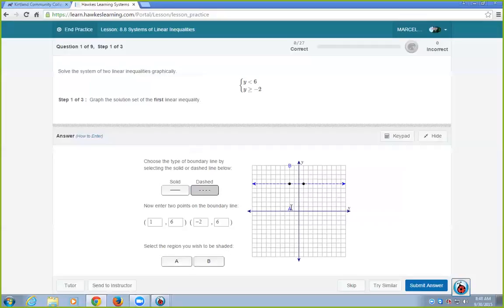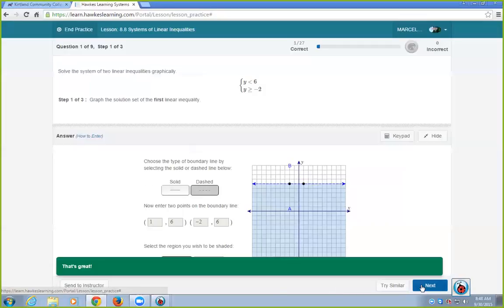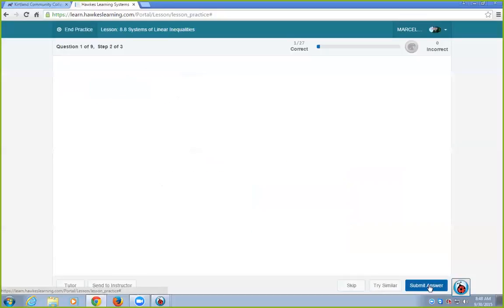So it gives me a region, region A or region B. So I'm going to graph it in region B. And I'm going to hit submit my answer. So that is the first line. So we did great there.